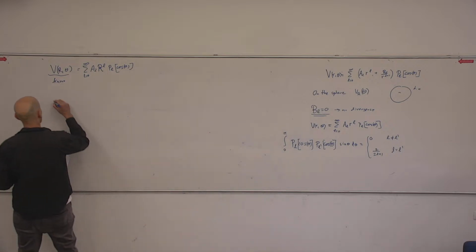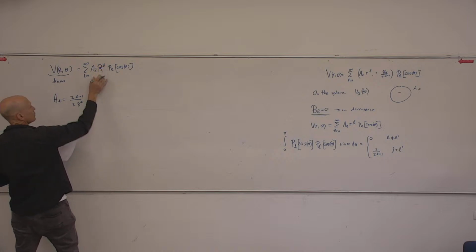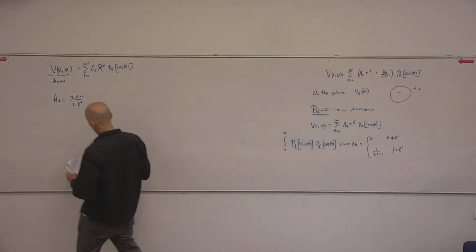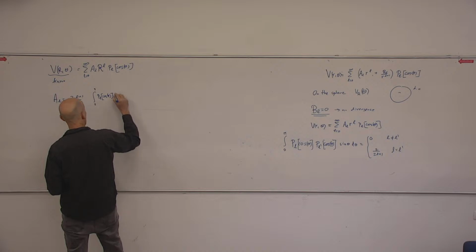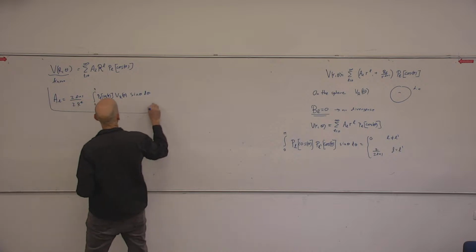So what is A_L? I do this simple math. It's (2L plus 1) over 2 R to the power L. This comes from here, which came from here, times the integral from 0 to pi, P_L cosine theta, V(R, theta), which is given, sine theta d theta, and that's it. That's the solution in a formal way.